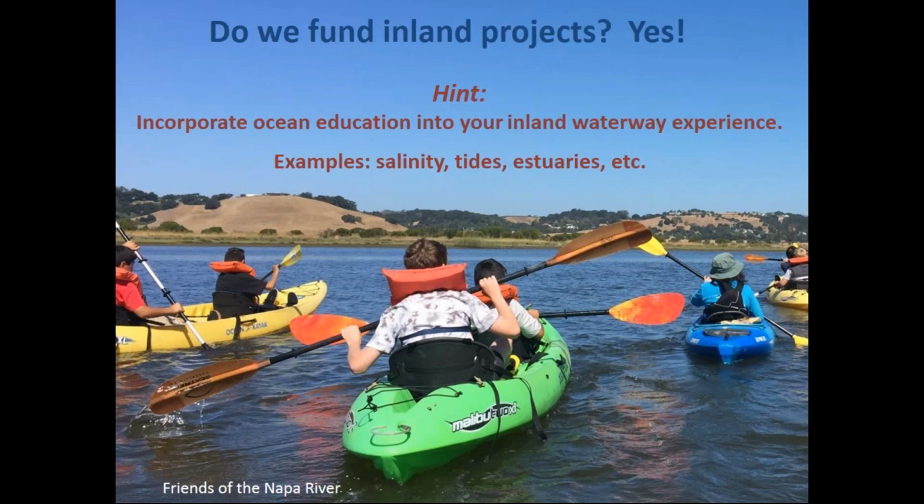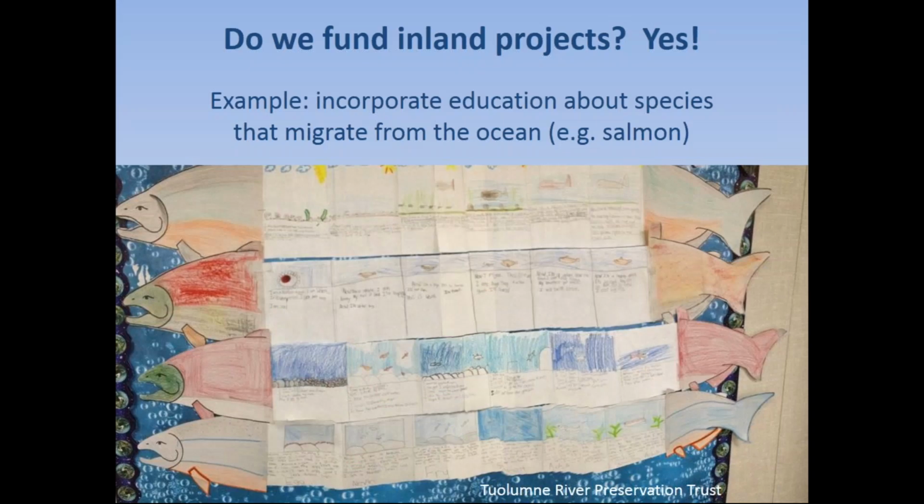Or if you're doing a project on an inland waterway, there's content that you could incorporate like tides or salinity or estuaries if those are relevant to where you are. It's also common for inland projects to include education about migrating species like salmon. An example of a stewardship message for an inland project would be incorporating how actions taking place inland affect the coast and ocean.